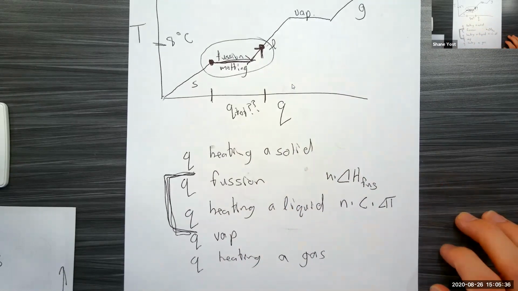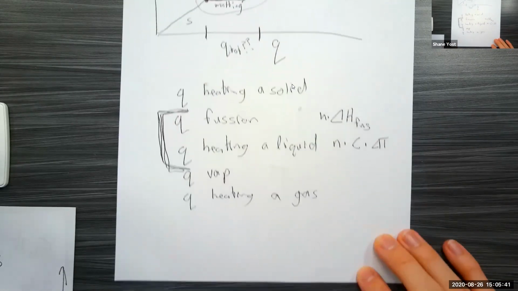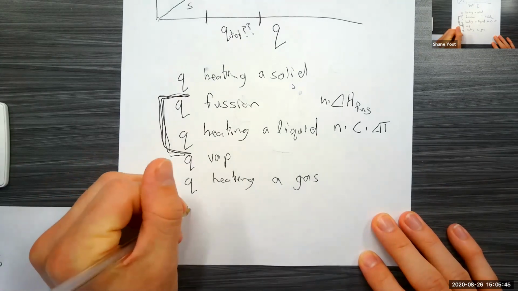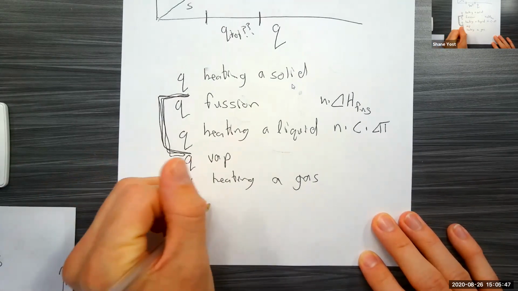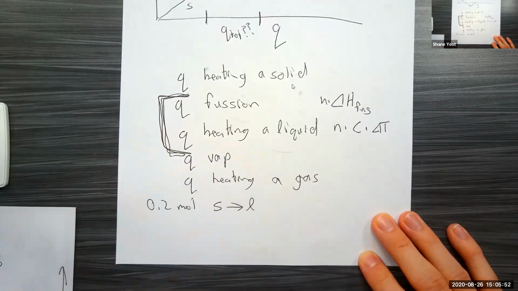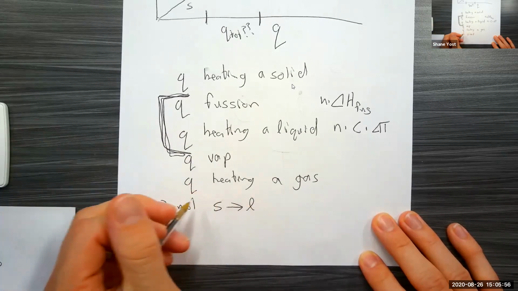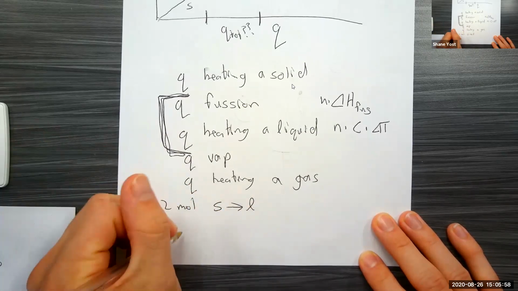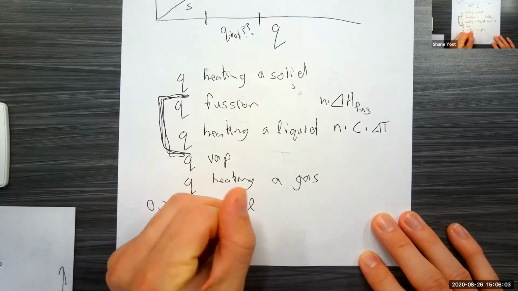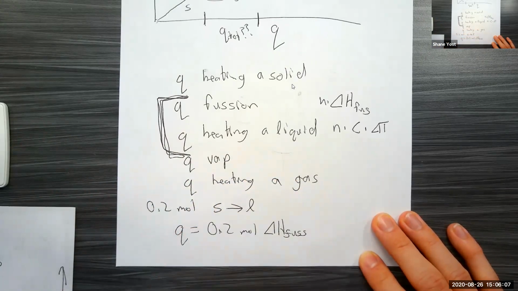So in our case, we have 0.2 moles that is going from a solid to a liquid, because it's my ice at 0 degrees Celsius, going from a solid to a liquid. So the heat required for that is just that 0.2 moles times the enthalpy of fusion.